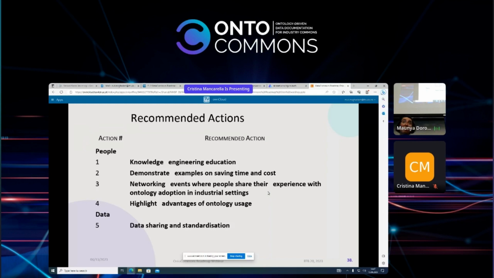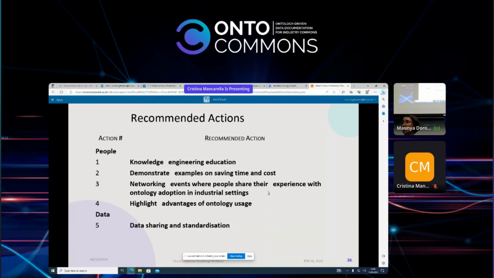Have some networking events where all of this can be shared, and all this experience on ontology adoption can be shared, and highlight the advantages of ontology use. So maybe somebody told a person, okay, you should use ontologies to help in your daily process, but they don't actually know why they are doing this. So maybe this should be brought into attention.